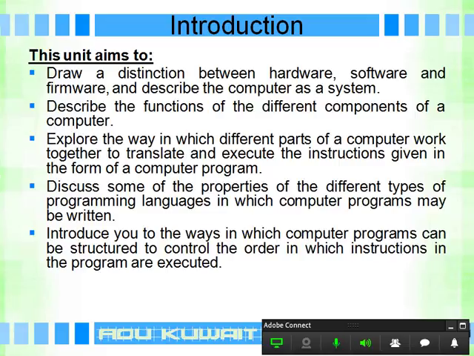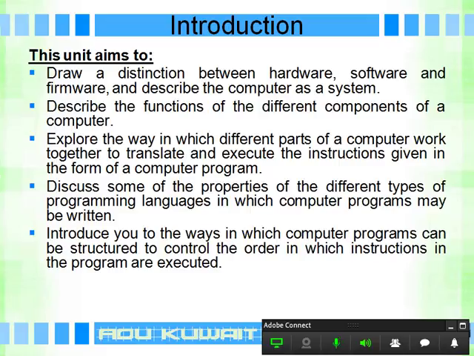The aim of this unit is to draw a distinction between hardware, software and firmware, and describe the computer as a system. Functions of different components of a computer. What are the different components of a computer and their functions? Explore the way in which different parts of a computer work together to translate and execute the instructions given in the form of a computer program. Discuss some of the properties of different types of programming languages in which computer programs can be written, and introduce you to ways in which computer programs can be structured and controlled, the order in which instructions of the program are executed.